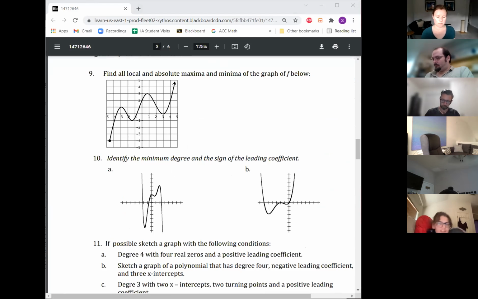So it's asking for the minimum, but there's not like an absolute minimum. So does it just want me to go off like the lowest point there? It says minimum degree, not local min or absolute min. What's local minimum degree? I have no idea. Okay, can anyone help Jade with minimum degree?